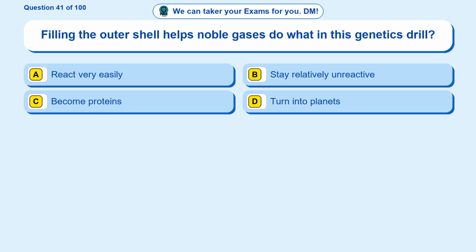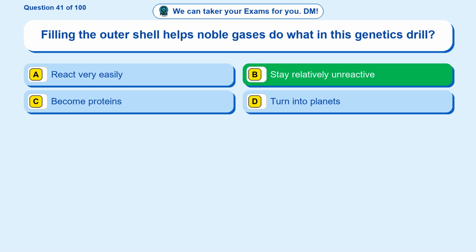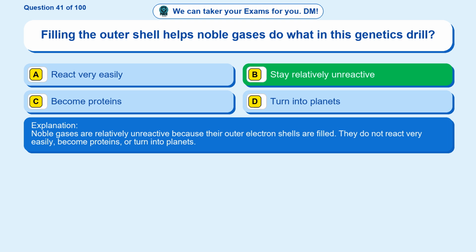Question 41. Filling the outer shell helps noble gases do what in this genetics drill? Option A, react very easily. Option B, stay relatively unreactive. Option C, become proteins. Option D, turn into planets. The correct answer is option B. Stay relatively unreactive. Noble gases are relatively unreactive because their outer electron shells are filled. They do not react very easily, become proteins, or turn into planets.